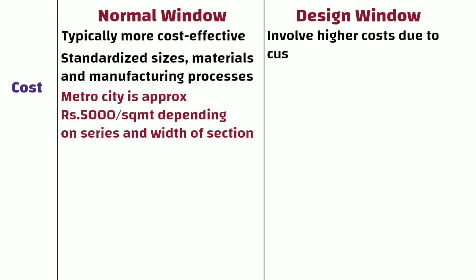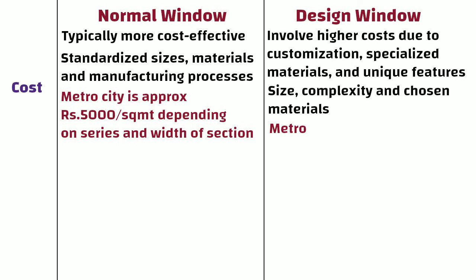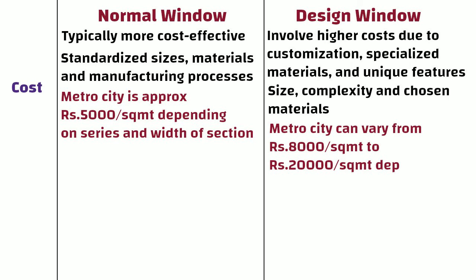higher cost due to customization, specialized materials, and unique features. The cost of design windows can vary significantly depending on factors such as size, complexity, and chosen materials. A rate of design window in a metro city can vary from 8,000 rupees per square meter to 20,000 rupees per square meter depending on width and aesthetics of window.